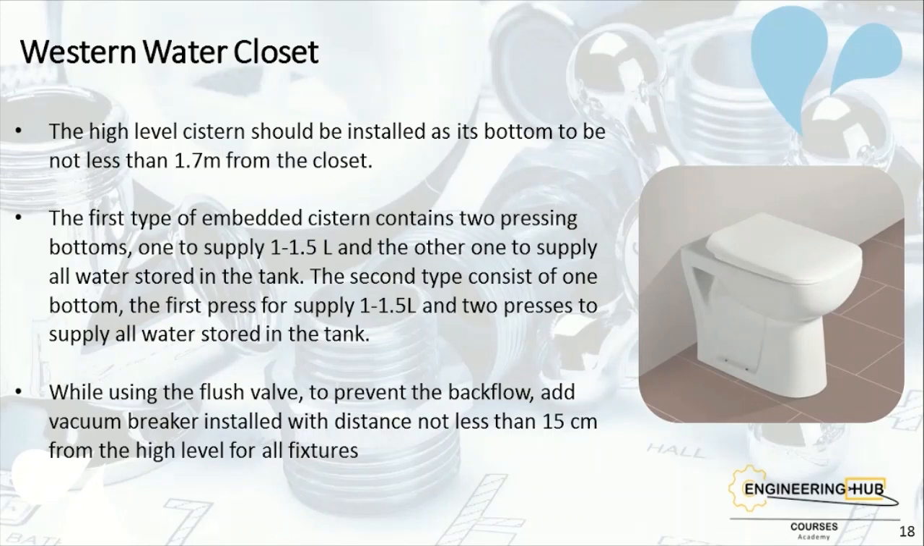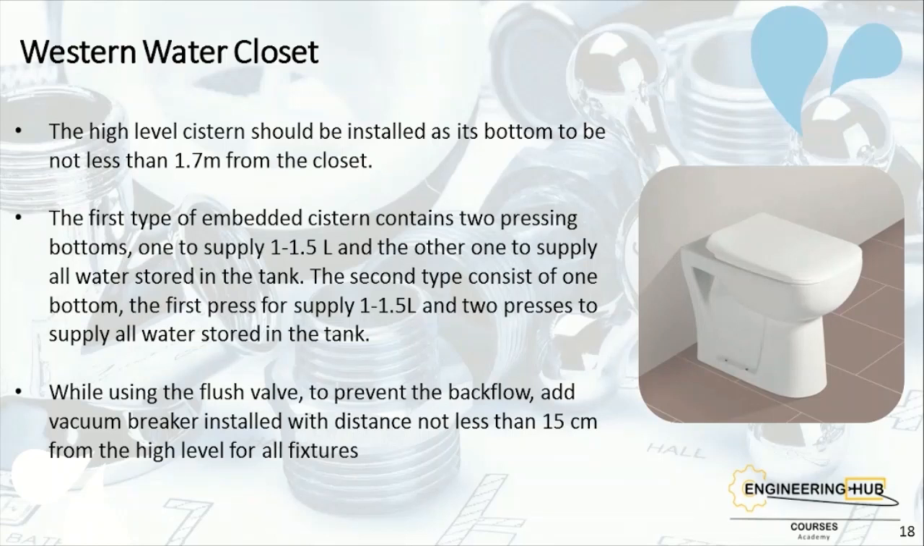The embedded cistern has mainly two types. The first one consists of two buttons. When we press the first button, the cistern will supply only 1 to 1.5 liters from all the water stored in the system. But when we press the second button, all the water stored in the cistern will be supplied. Most of the time, the little capacity button is the smaller one, and the bigger one is the second one. And the capacities that we mentioned vary between the different types.